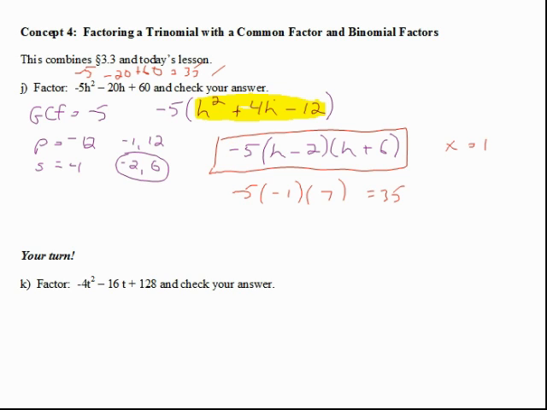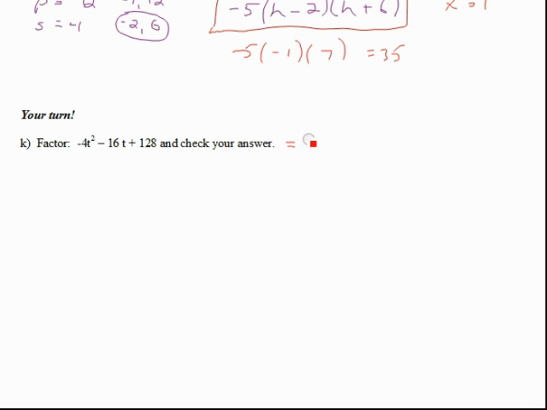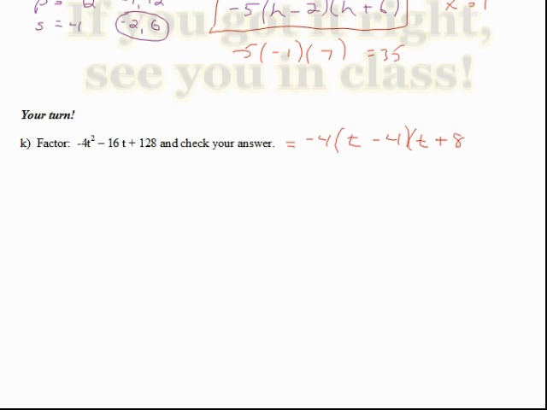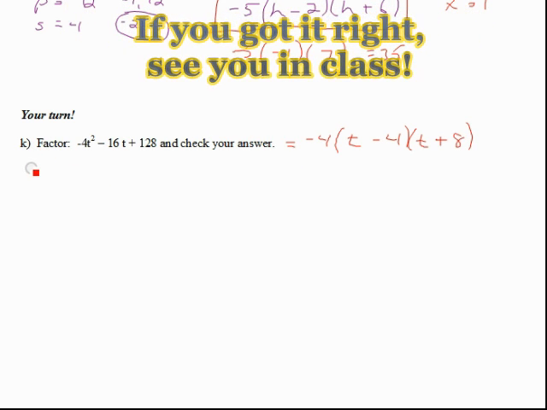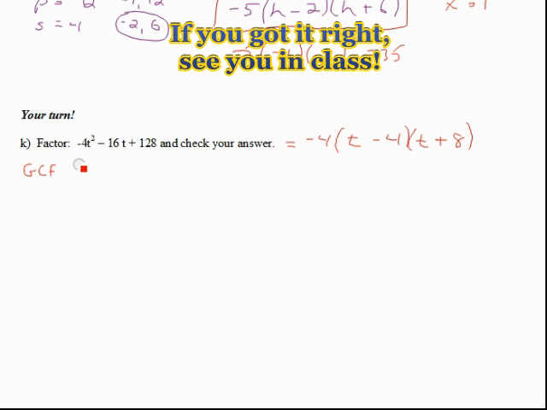Go do this last question, and then come on back and check your answer. The answer to this is negative 4 times t minus 4 times t plus 8. And the way we do that is we have the GCF equals negative 4, so I have to factor that out. This is negative 4 times t squared plus 4t minus 32.